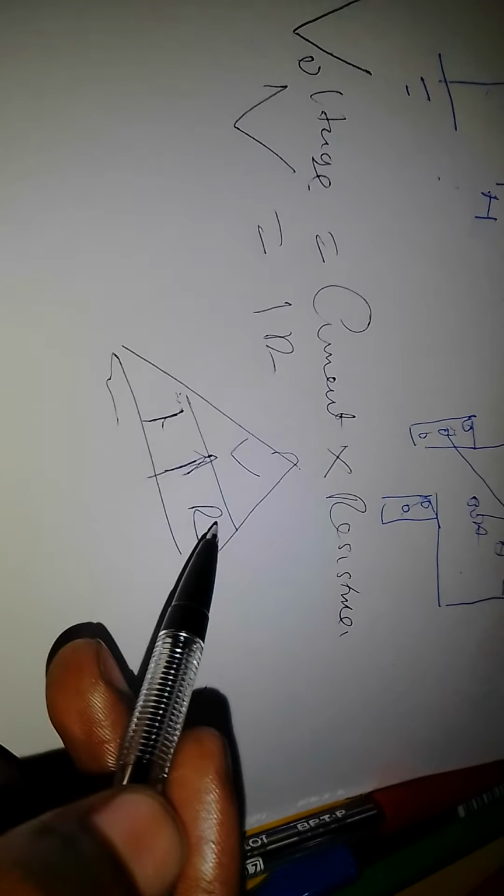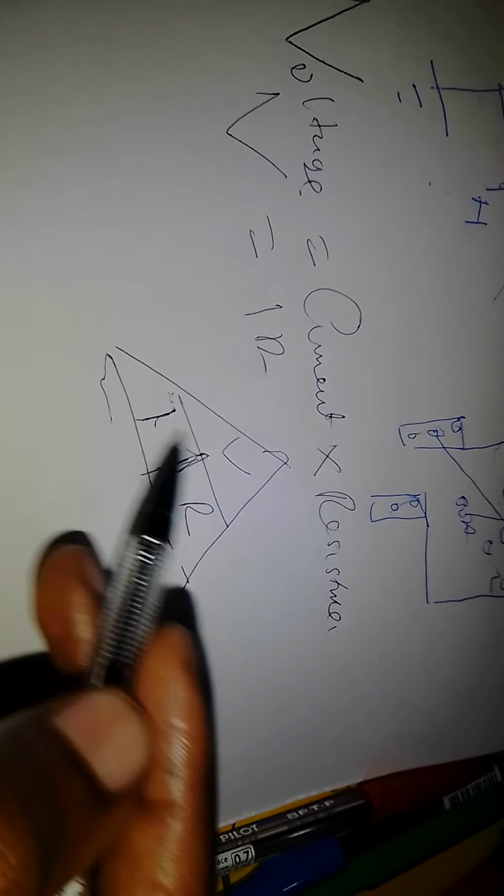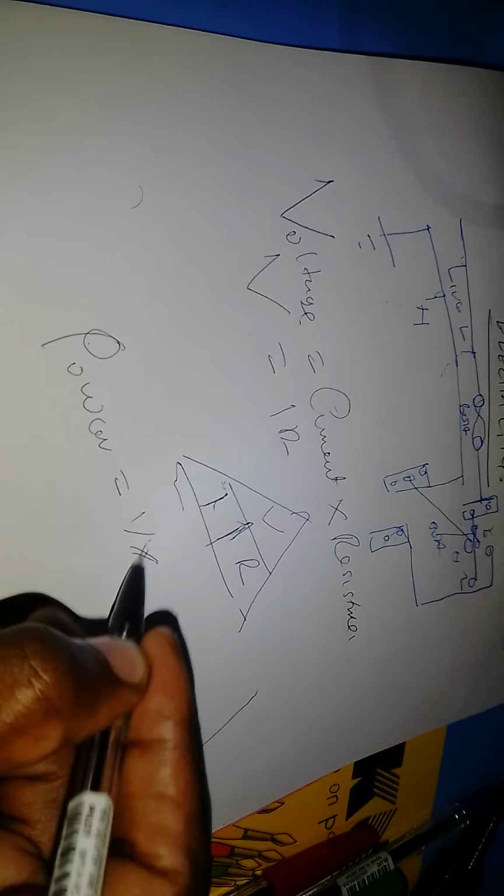Sometimes you see this drawn like that, with I and R, and that means that V is equal to I times R, R is V over I, and I is V over R. But we'll also be able to say that power is equivalent to voltage times current. Power is equal to voltage times current.